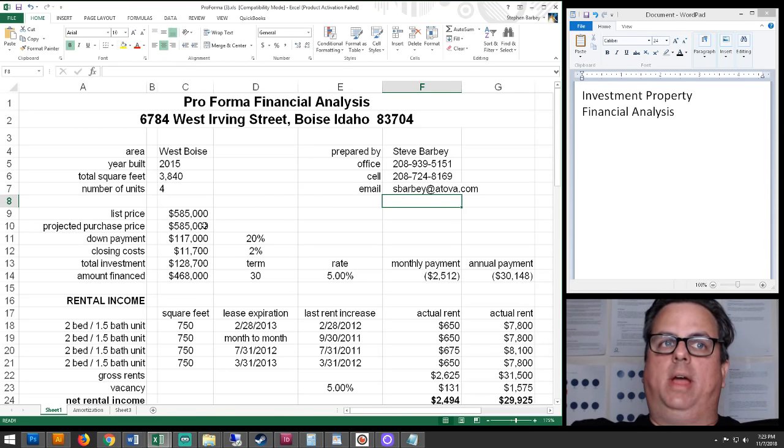So let's see what this thing caps out at. If we pay full price, let's see what this property caps out at. And if it caps out at 4%, then it's just way overpriced because buyers in the Boise market are looking for six cap properties or 6.5 cap properties. So let's see where it takes us.